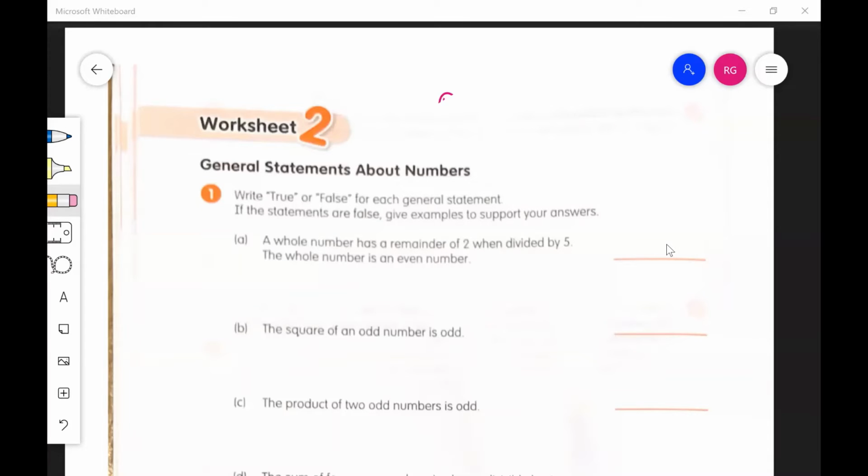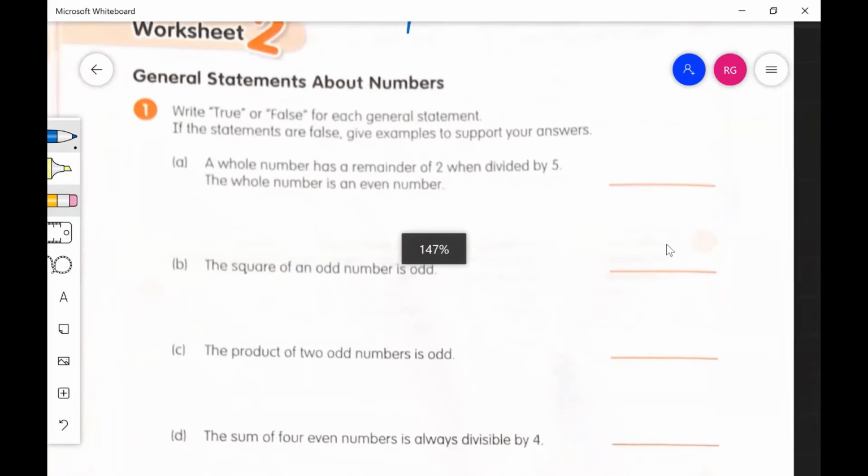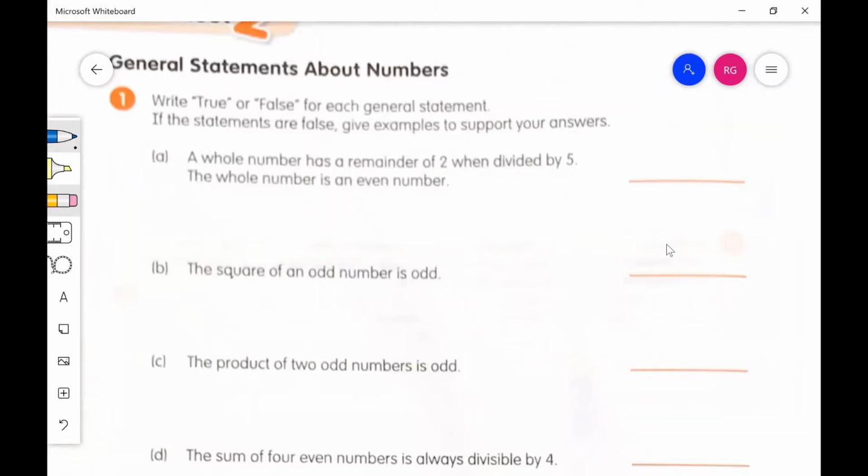All right, welcome. Next, we're here on page 82. So make sure you guys have your books out to page 82 and let's get started here. It says, write true or false for each general statement. If the statements are false, give examples to support your answers.